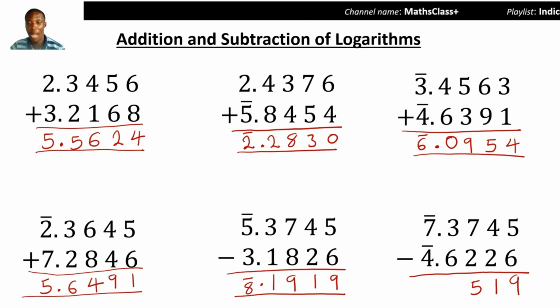Yeah, that's what will happen. It will become 13 minus 6, and that will be 7. So we have our decimal point here.